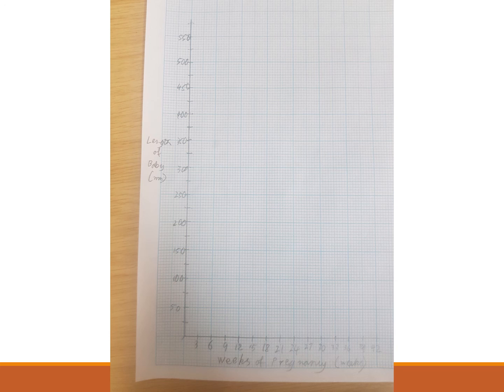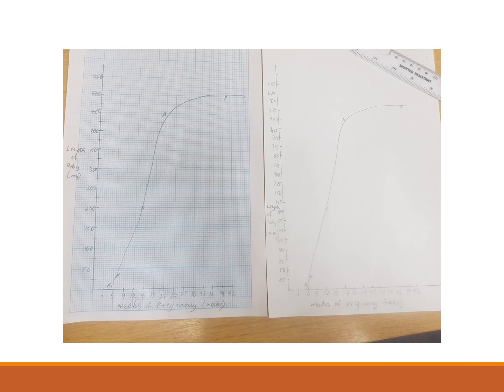So I've gone up in 50s every second dark blue line. Obviously you can go up in 25s as well. So if you see on my plain piece of paper, I've gone up in 25s. Then I've marked on my points, my 5 points they gave us, and then I've put in a line of best fit. And you notice it's a curved line of best fit. It's not a straight line of best fit.